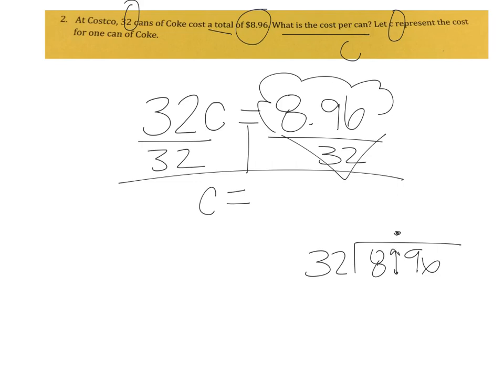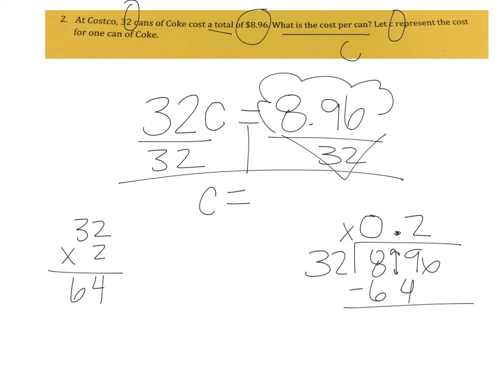So 32 does not go in to 8. But 32 can go into 89. Let's try 2 times. So let's do 32 times 2. 2 times 2 is 4. 2 times 3 is 6. So that works. If I added another one, I would go over. So 2 times 32 is 64. We'll subtract. 9 minus 4 is 5. 8 minus 6 is 2.